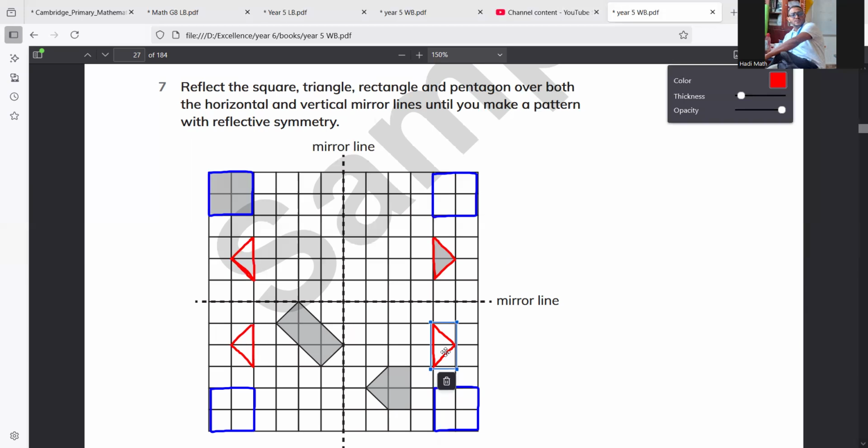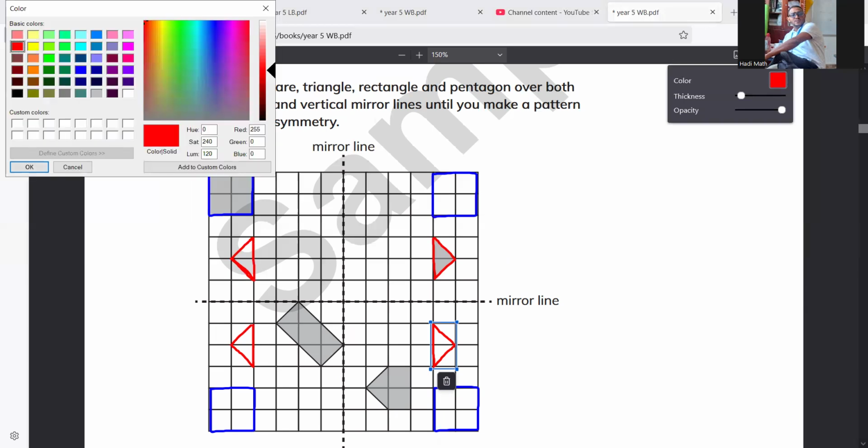Now let's reflect the rectangle, and let's use another different color. Okay.